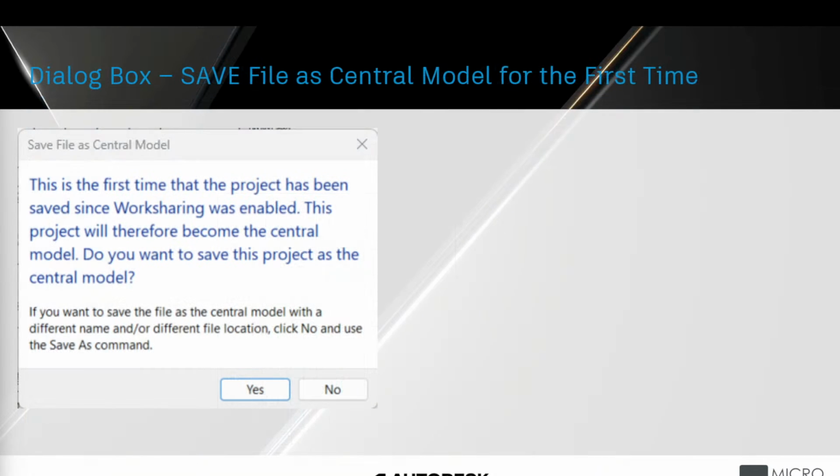When it's the first time that you save the model, this dialog box will pop up where it tells you that this is the first time that the project has been saved since work sharing was enabled. This project will therefore become the central model. Do you want to save this project as the central model? And we selected yes. So this will then initiate cloud sharing and create a central model.